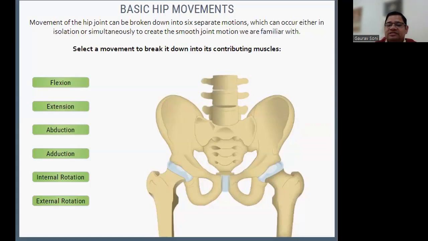So one by one we can see here: flexion, extension, abduction, adduction, internal rotation and external rotation. So one by one we are going to see. There will be a small video clip also showing the action being done.